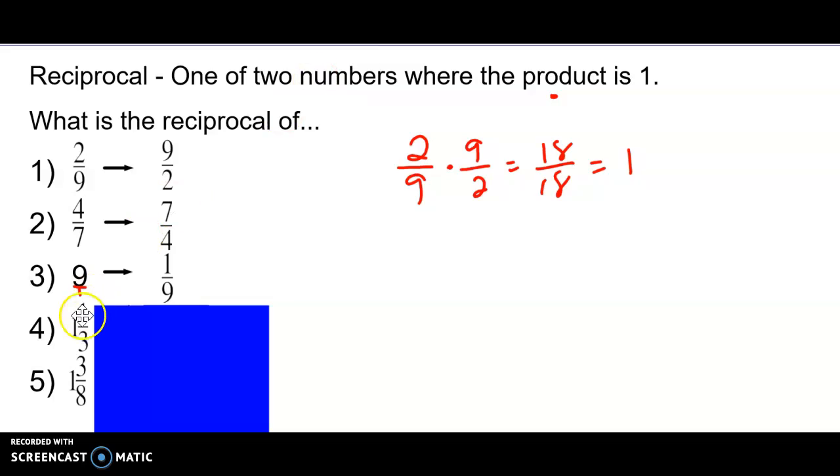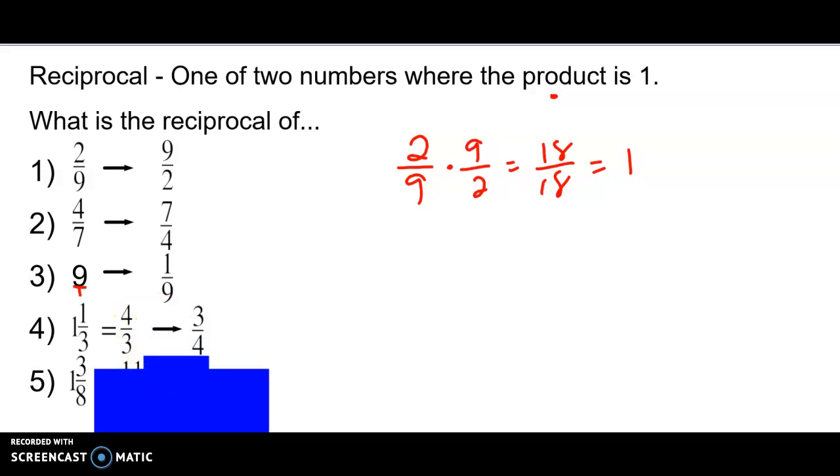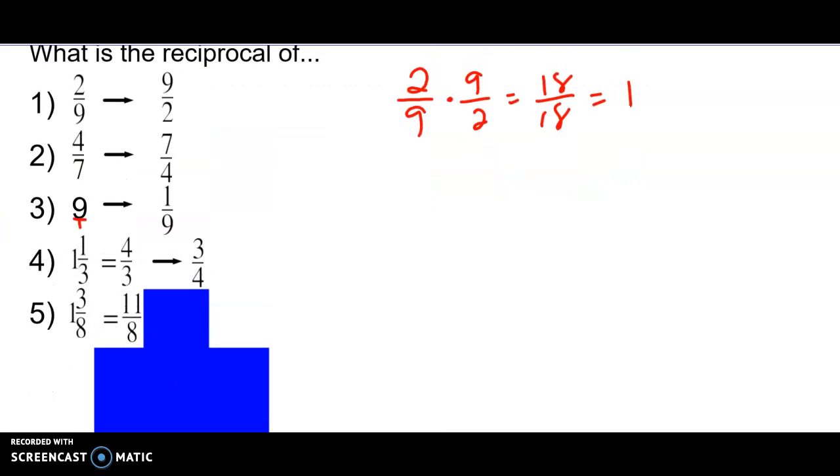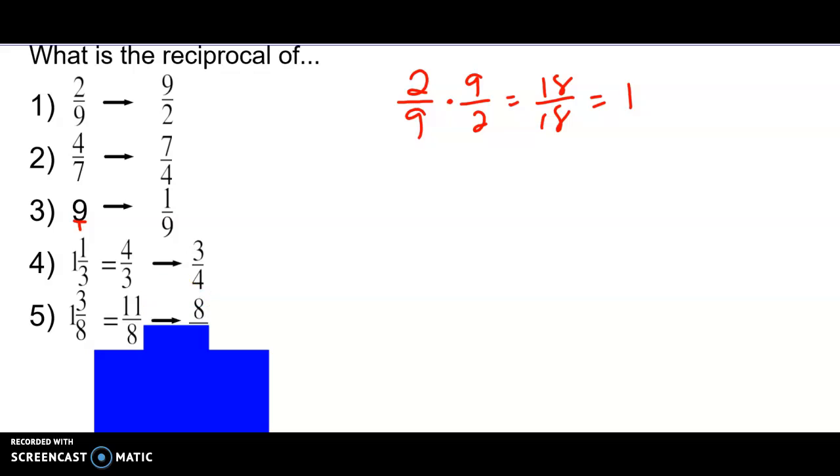Now, Houston, we have a problem. Notice the 1 and 1/3. That is a mixed number. Well, when we multiply mixed numbers, we had to make them improper. Remember, you had to multiply, then add the numerator over the denominator. So 1 and 1/3 as an improper fraction is 4/3. And the reciprocal of 4/3 is 3/4. The first 1 and 3/8 becomes 11/8, and then the reciprocal of 11/8 is 8/11. So now you know how to find the reciprocal.